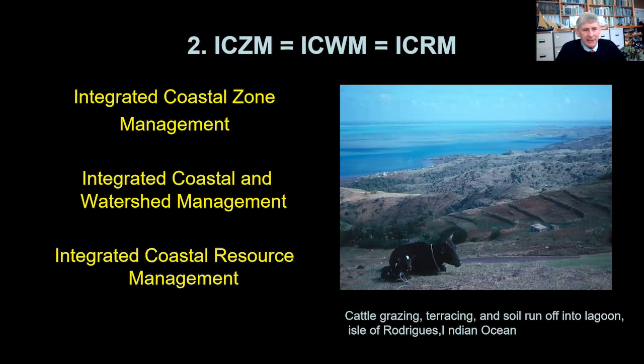So we often see the heading Integrated Coastal and Watershed Management and Integrated Coastal Resource Management. Essentially, they all mean the same thing, but of course that last one deals particularly with resources, for instance, fisheries resources. The watershed management is really one of the more useful terms because we're usually dealing with the top of the watershed out to the edge of the continental shelf, as is illustrated in the image there from Rodrigue in the Indian Ocean.